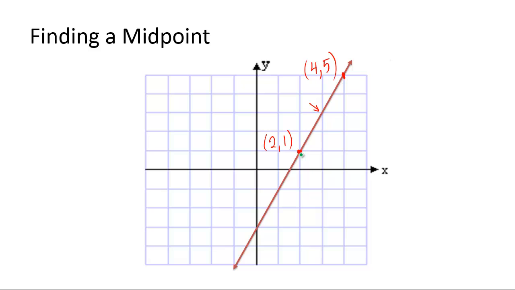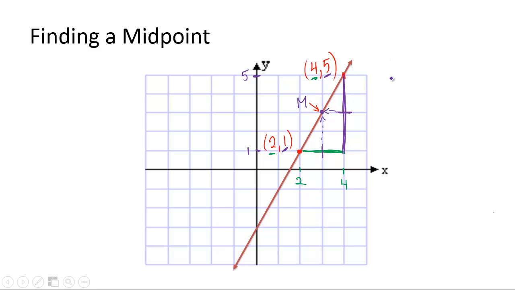So let's break this down into the horizontal component between the x values, this being 2 and this being 4, and the vertical components, which come from the y values, this being 1 and this being 5. You can see that if we found halfway between our vertical and halfway between our horizontal, it would lead to the middle point, M.